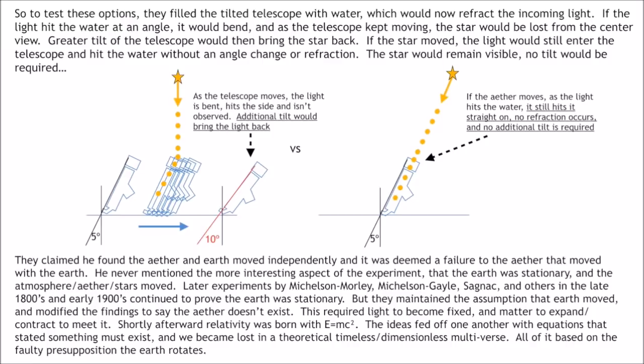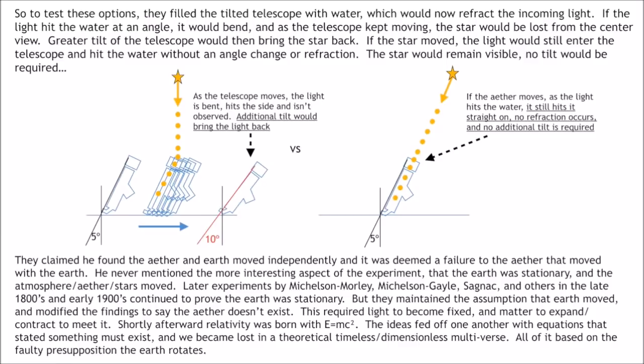continued to prove that the Earth was stationary with various different experiments, but they maintained the assumption that the Earth moved, and they modified their findings to say that the ether must not exist. And this required light to become fixed and matter to expand and contract to meet it.